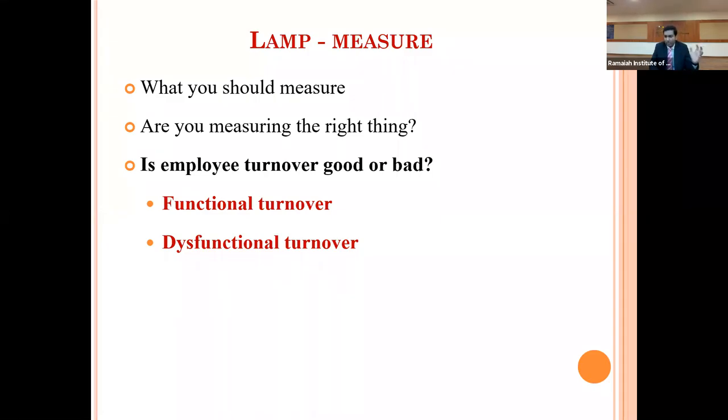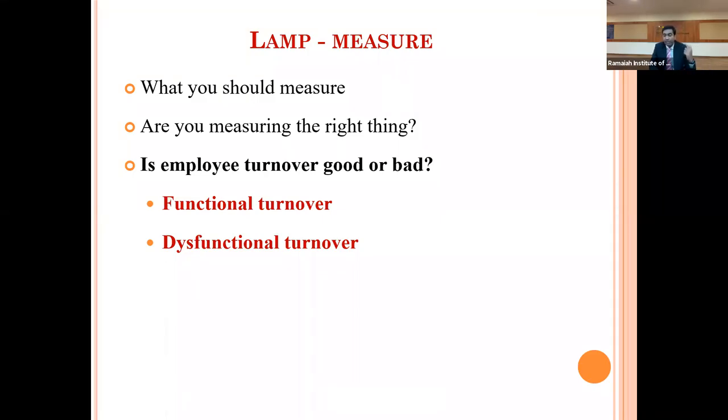Employees will leave because they are a liability for the organization. They are not an asset because they are very poor performers. For 1 year, 2 years, or 3 years, the employees have been in the organization and did not contribute anything. If the employee voluntarily wants to leave, let them leave. No issues. But the dysfunctional turnovers, like the Kumar case, maybe the person is really very good, right?